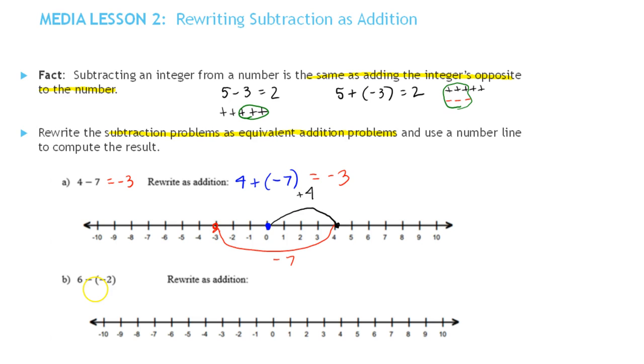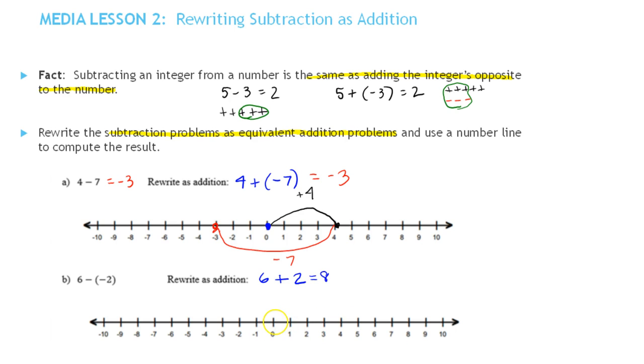Let's look at the next one. And this is one where it really is a lot easier to write it as addition. So 6 minus negative 2, well, rewritten as addition, first number stays the same, change subtraction to addition. Now take the opposite of negative 2. Well, the opposite of negative 2 is positive 2. So 6 minus negative 2 is equivalent to 6 plus 2. And we know 6 plus 2 is 8. Okay? But we're still going to use the number line to do this.